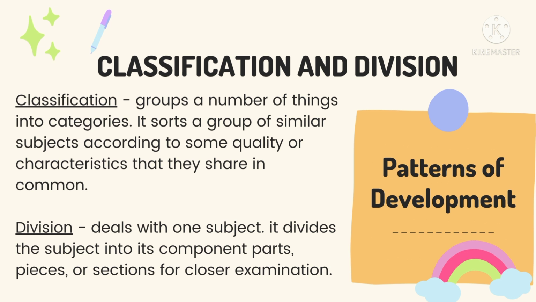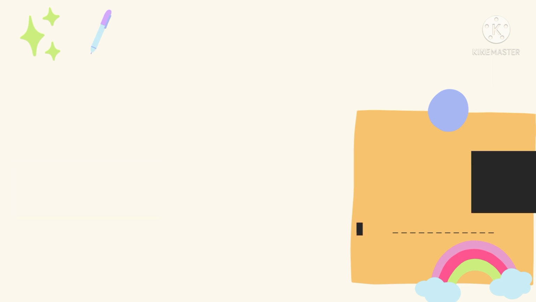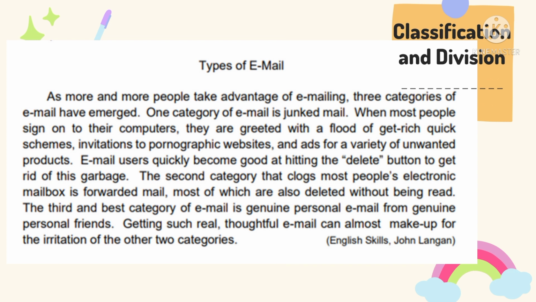While when we say division, it deals with one big idea and divides it into different ideas. So we can say that classification is from specific to general, while division is from general idea to specific ideas. Take a look at this example. Types of email. Here in this sample paragraph, the writer classified email into 3 categories. Therefore, he or she used classification and division pattern of development.